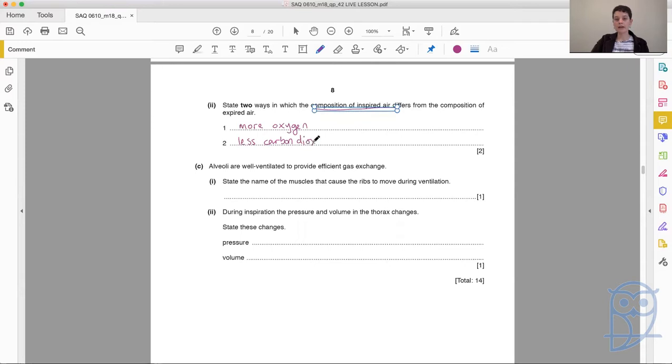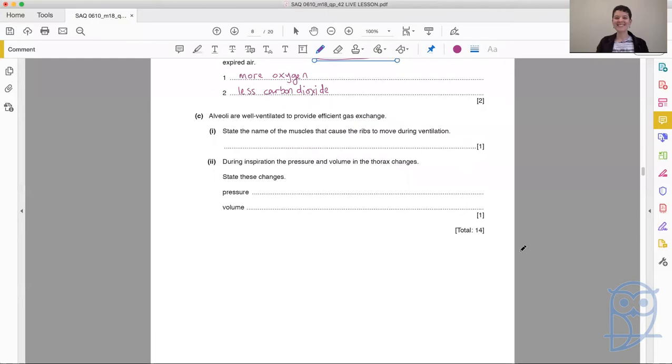In the inspired air. So if you had wanted to talk about water vapor, you would have said that inspired air has less water vapor. Okay, but you're only giving 2, so you don't give a third. Only ever give what they ask for. Follow the instructions in your questions. Alveoli are well ventilated to provide efficient gas exchange. Okay, we've got to keep that air fresh so we can maintain those diffusion gradients.